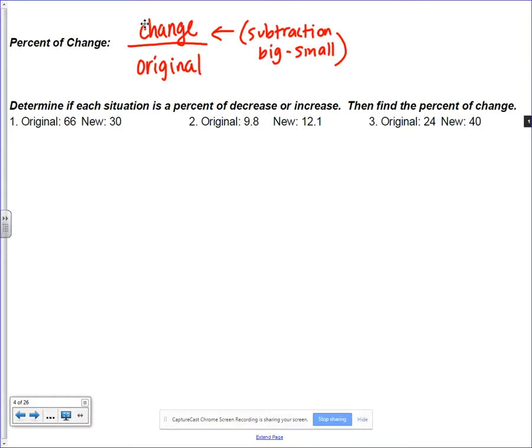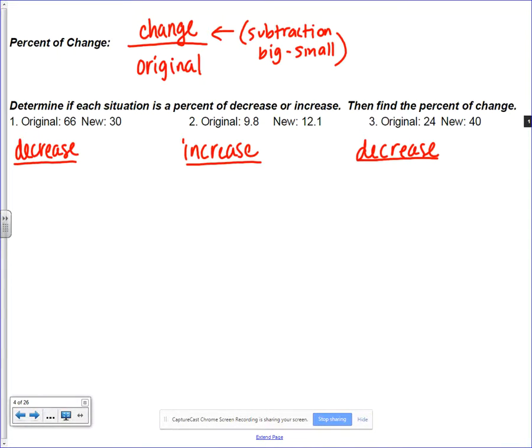Let's do that first. If I take a look at number 1, if I go from 66 to 30, you better be able to tell me that this thing definitely decreased. Okay. Number 2, if I go from 9.8 to 12.1, you should be able to tell me that that's an increase. And number 3, if I go from 24 to 40, you should be able to tell me that that is a decrease.